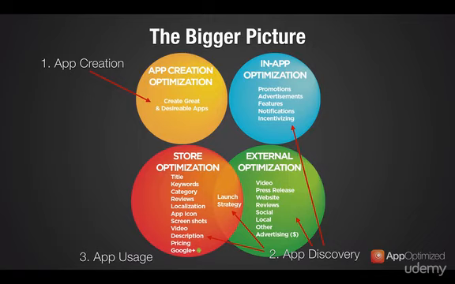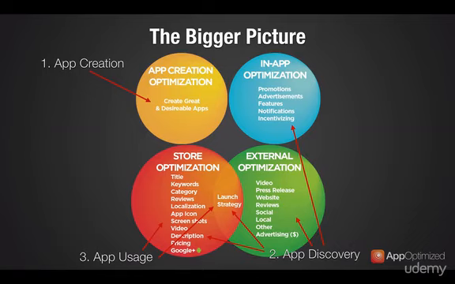The third thing is app usage. Once people have discovered your app, you want them to say, hey, this app looks interesting, I want to download it. And so you want to encourage people to use your app. That's the third stage in this process. I've pointed out the different things that you can do to convince users to download your app, try it out, and see if they like it.